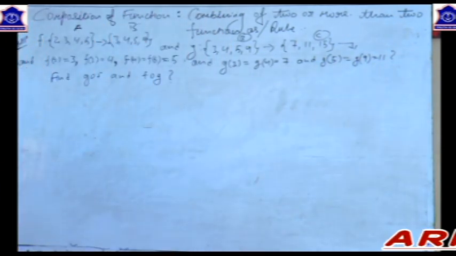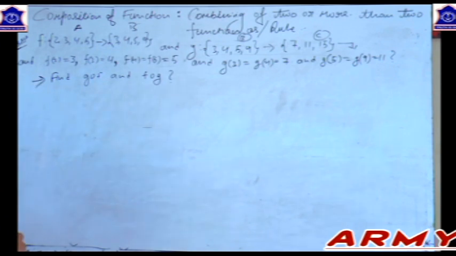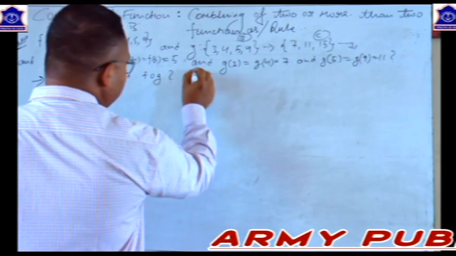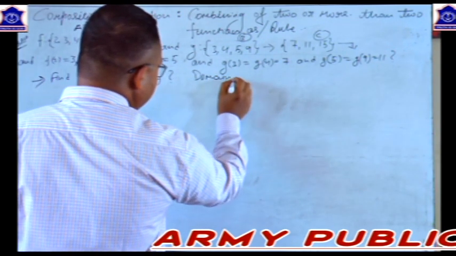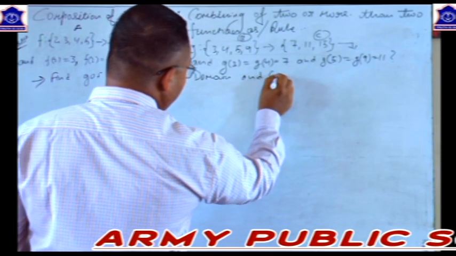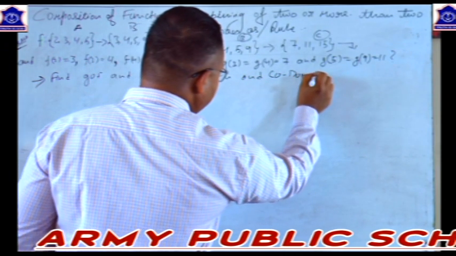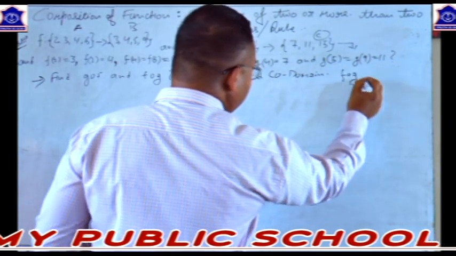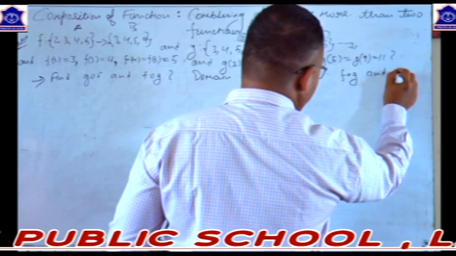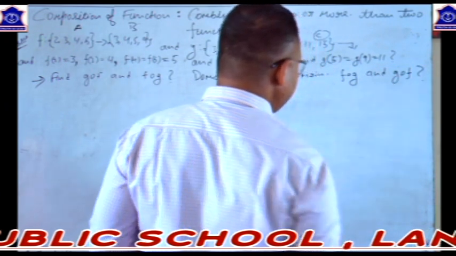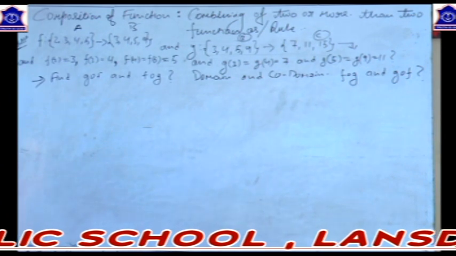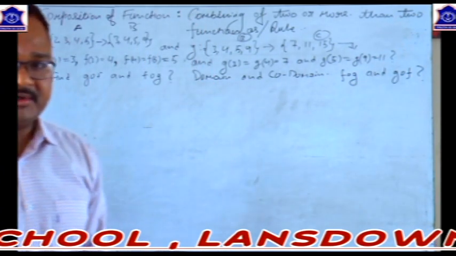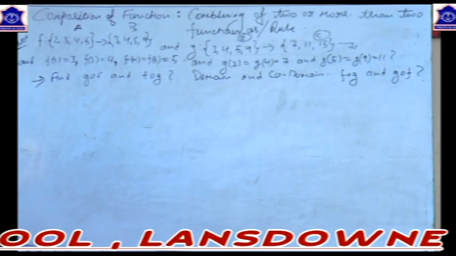The question asks: find g o f and f o g, and you also have to find the domain and codomain of f o g and g o f, if they exist. You know very well that f o g is a composed function, a composition of two functions, and g o f is also a composition of functions.